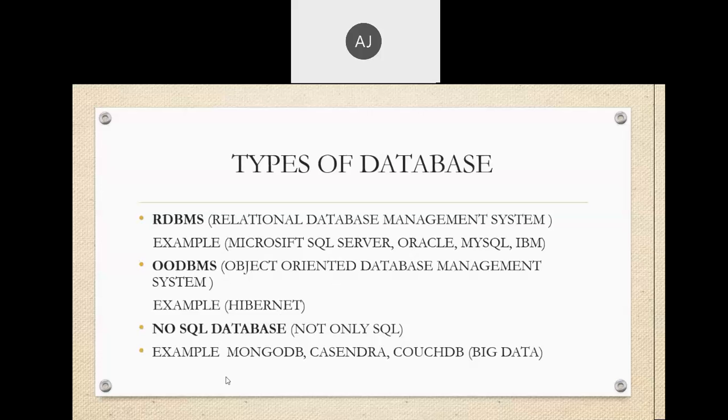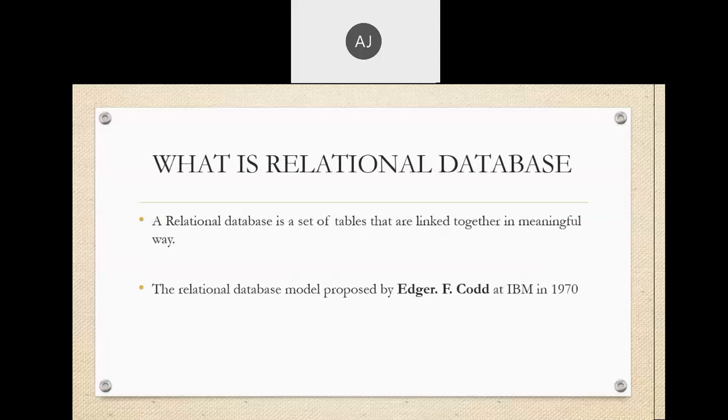So now, what is a relational database? Now we're trying to focus only on the relational database. A relational database is a set of tables that are linked together in a meaningful way. It totally depends on the concept of relational database. What will be inside a relational database? Multiple tables are available that are linked together in a meaningful way, called a relational database, and this is a very useful definition.